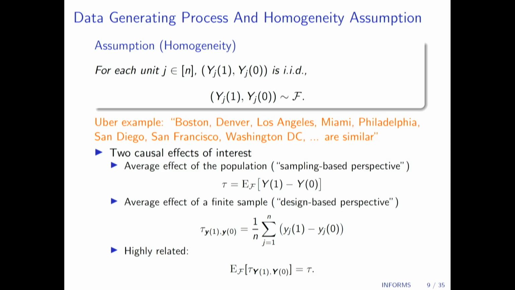For one city, you can only directly observe either yj1 or yj0. So you're always missing the other one. So for one single city, you cannot directly estimate this quantity.